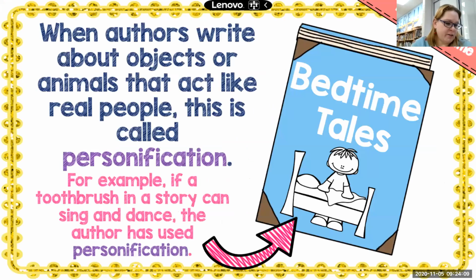So when authors write about objects or animals that act like real people, that is called personification. For example, if a toothbrush in a story can sing and dance, the author has used personification because real toothbrushes do not sing and dance, right? That object has taken on the characteristics of a person.